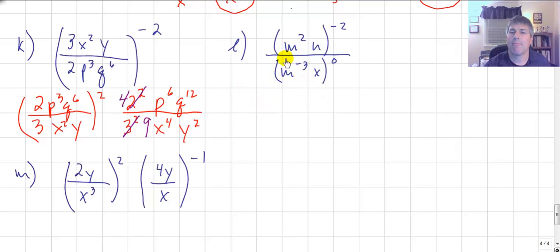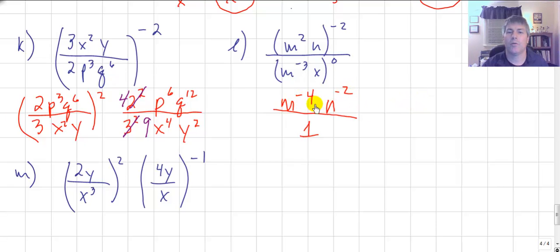Problem number L. Again, complicated. I'm taking all this to the negative 2. I've got all this to the 0 power. We might want to look at this one as m to the negative 4th, n to the negative 4th, all over, oh, that's not n to the negative 4th. That is n to the negative 2. Now we got it right. And all of this entire quantity in the denominator raised to the 0 power is 1. So that makes for some easy math.